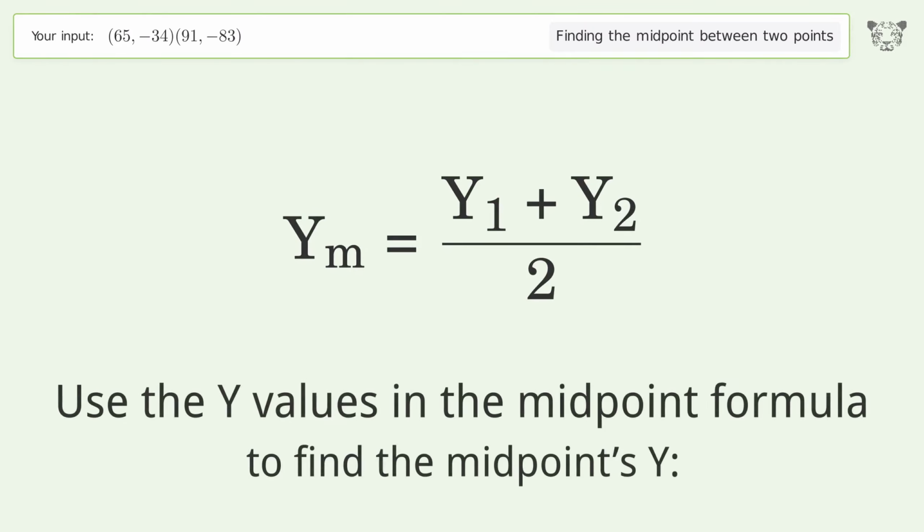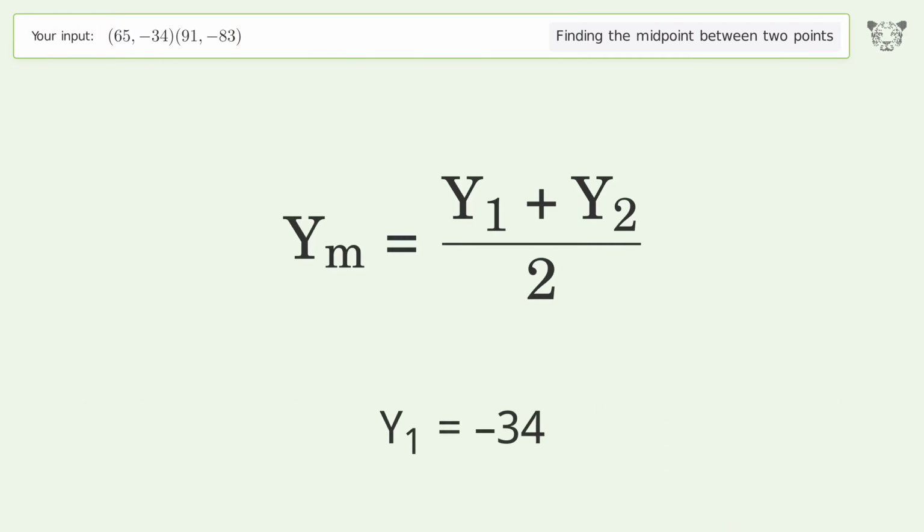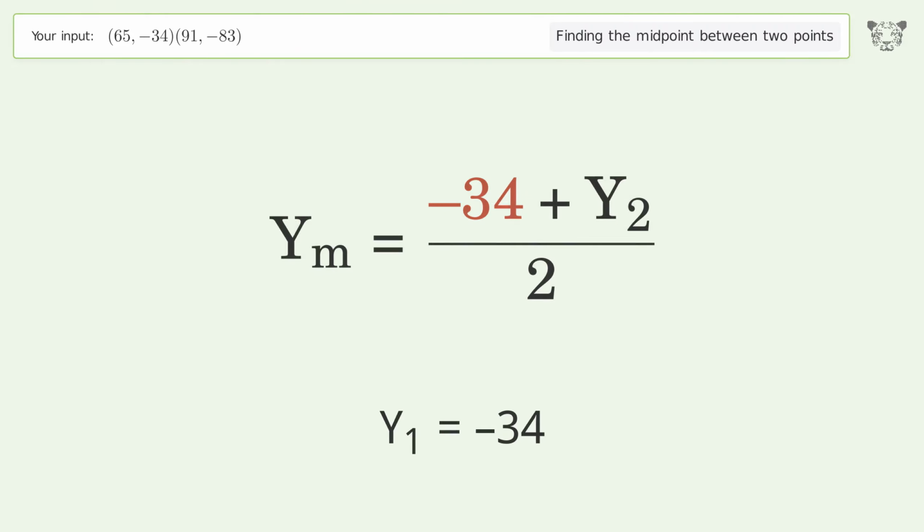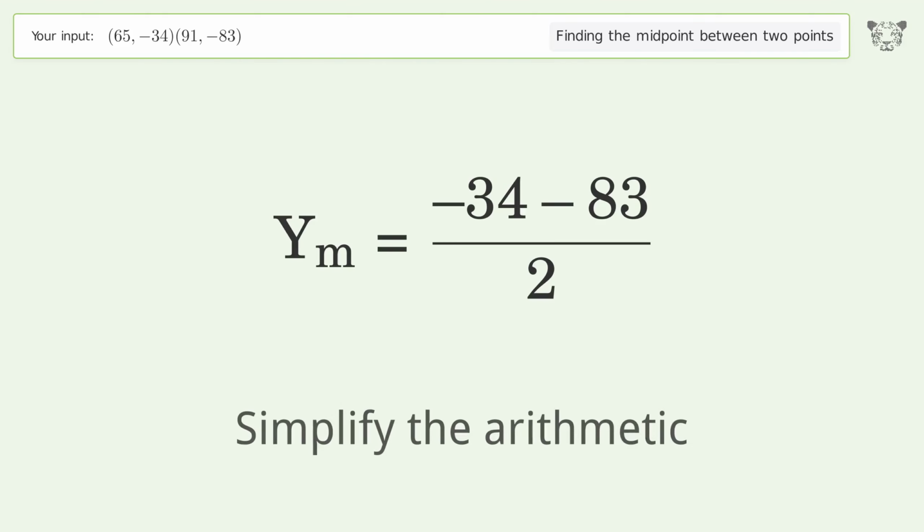Use the y values in the midpoint formula to find the midpoint's y. y1 equals negative 34. y2 equals negative 83. Simplify the arithmetic.